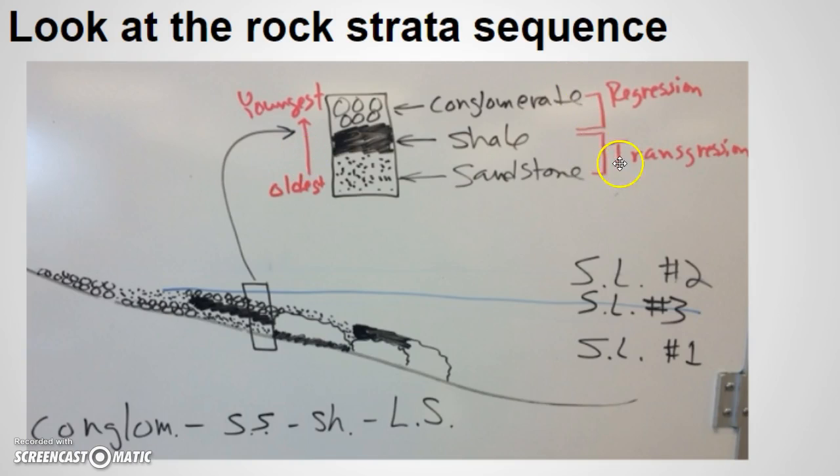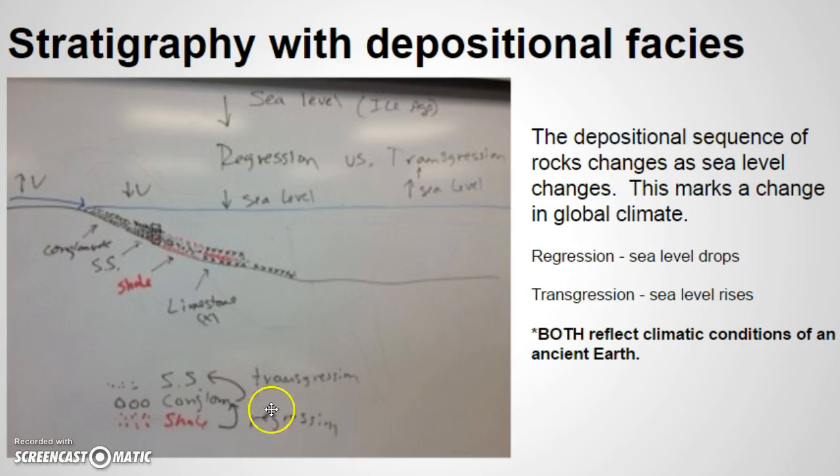Here we see a transgression, regression, and here we see a regression, transgression. Okay, both of which reflect climate conditions of an ancient Earth. That it's always the depositional sequence of rocks that change as sea level changes. This marks a change in the global climate.